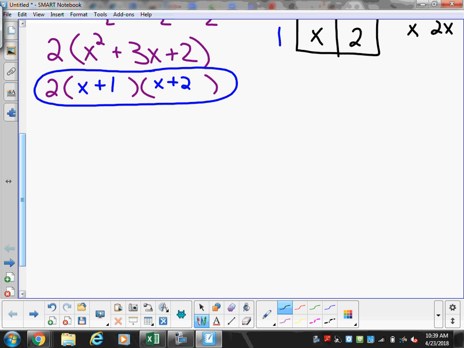Let's look at this one here. So the next one's 4x squared plus 12x plus 9.